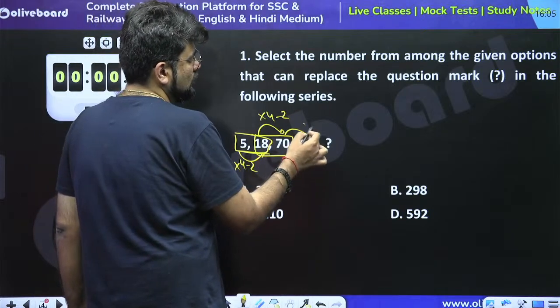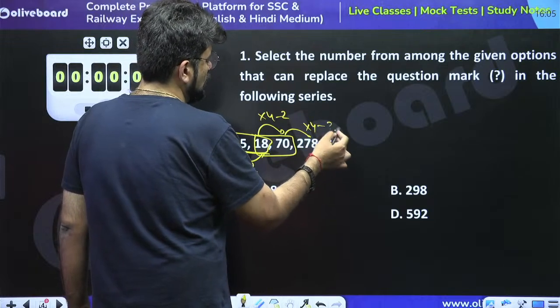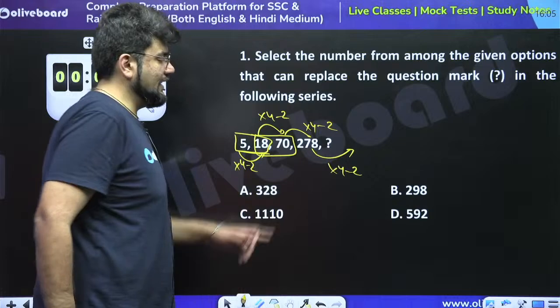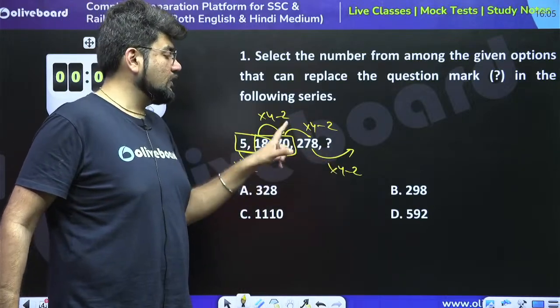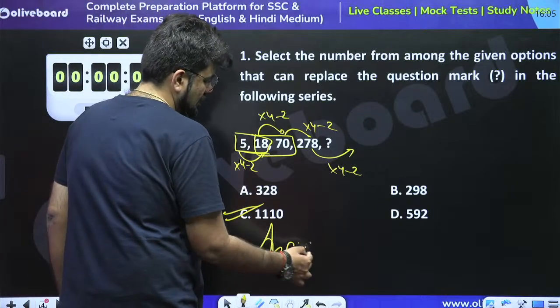Check it here. 70 into 4 is 280, minus 2 will give you 278. So repeat this here and you will get your answer. Now, 8 into 4 will be 32. So unit digit will be 2. Subtract 2 from it. Unit digit will be 0, which is only there in 1110. So option C is my correct answer.